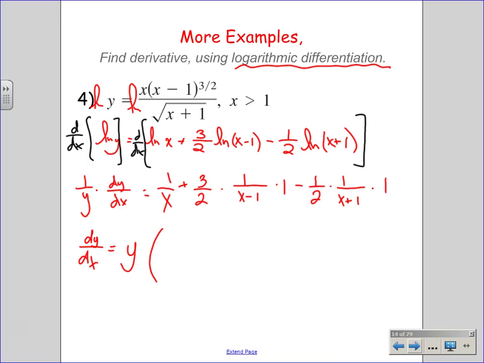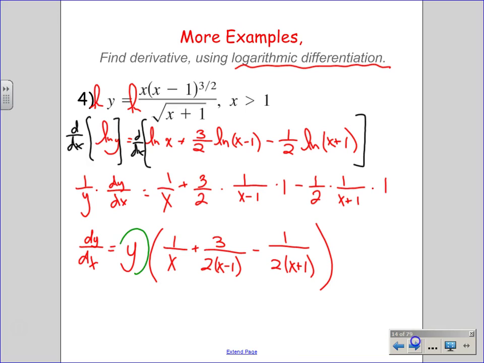I'm moving the y. And I have 1 over x plus 3 over minus 1 over. What am I going to do?